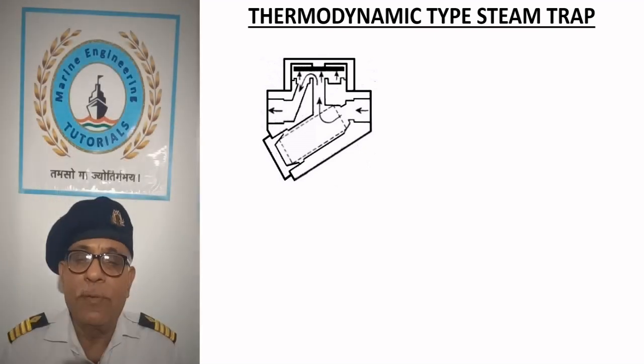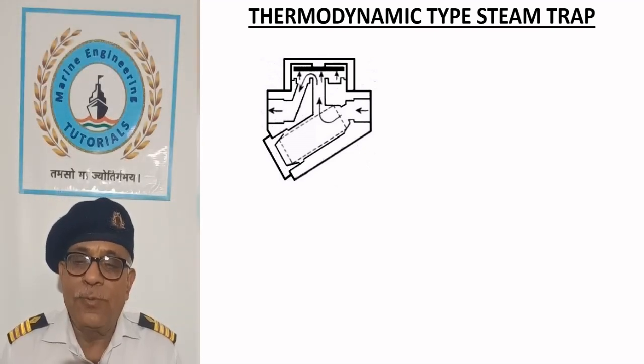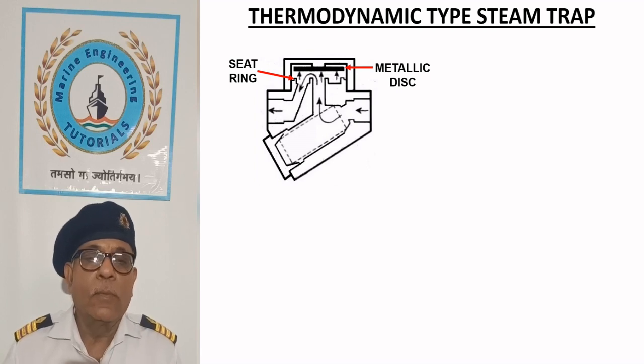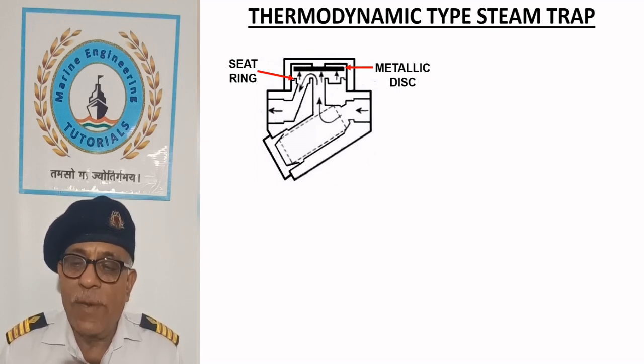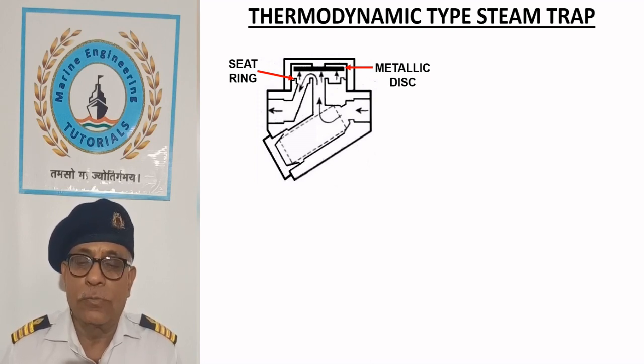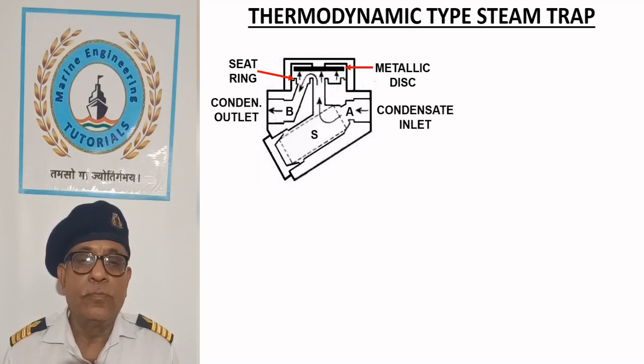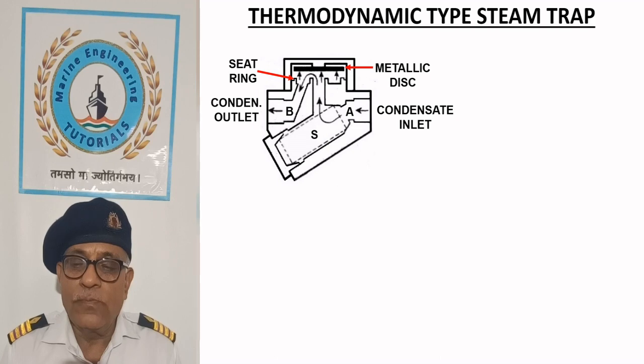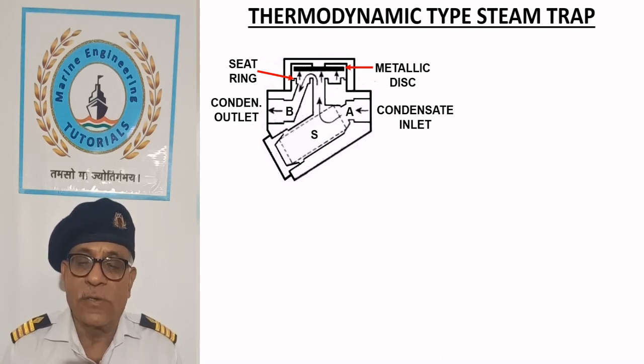Thermodynamic type steam trap. The sketch shows a thermodynamic type steam trap which uses the pressure energy of the steam to close the valve. It consists of a metallic disc which rests on the seat ring when the valve is closed. Condensate enters from A, passes through strainer S, lifts the metallic disc and leaves from B. It continues as long as condensate enters.